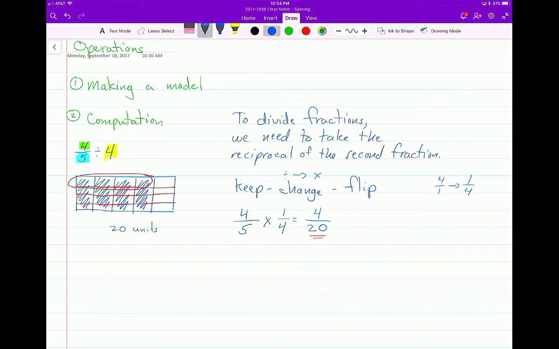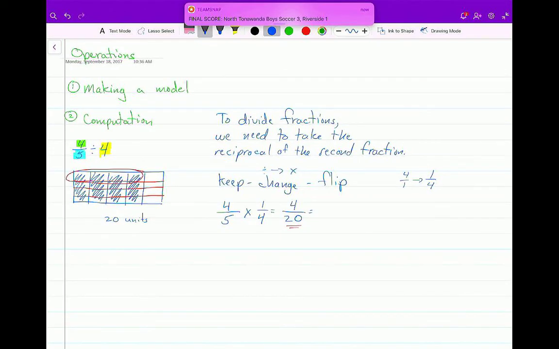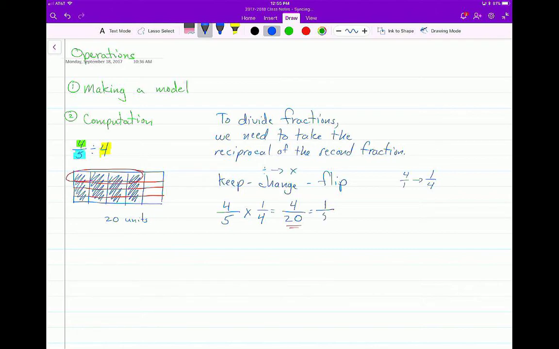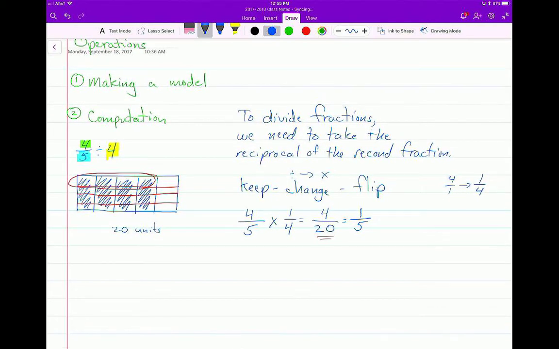And now I move on to complete the simplification process, and I find the greatest common factor between 4 and 20, which in this case is 4. 4 goes into 4 one time. 4 goes into 20 5 times. So my simplified fraction is 1/5.